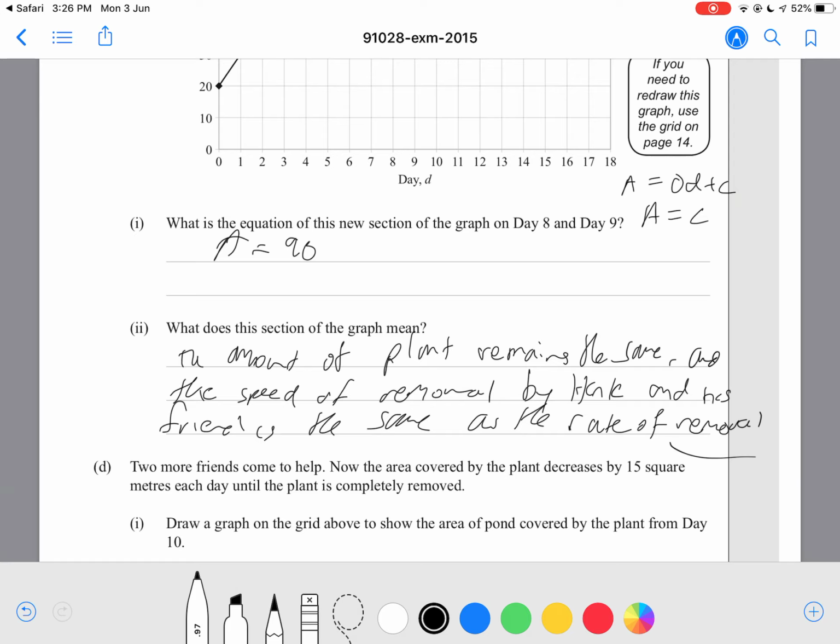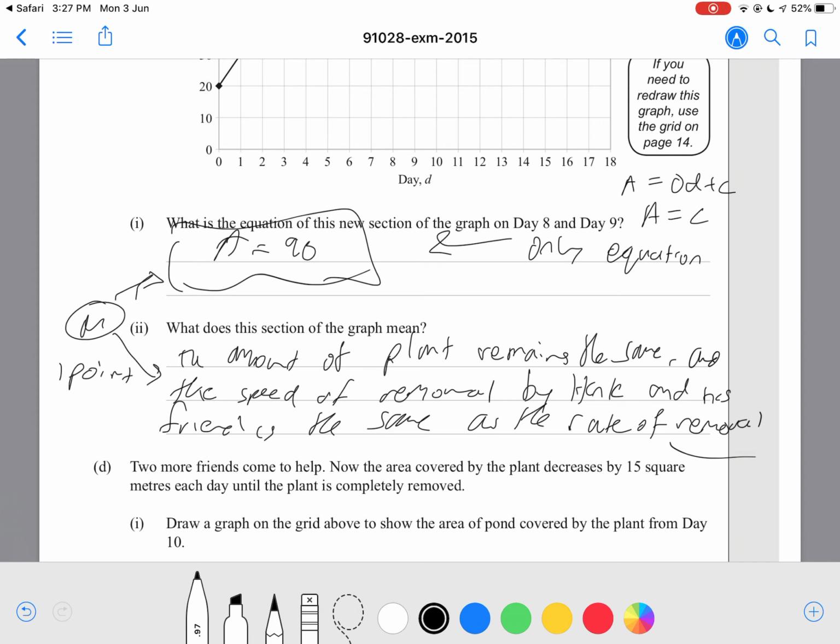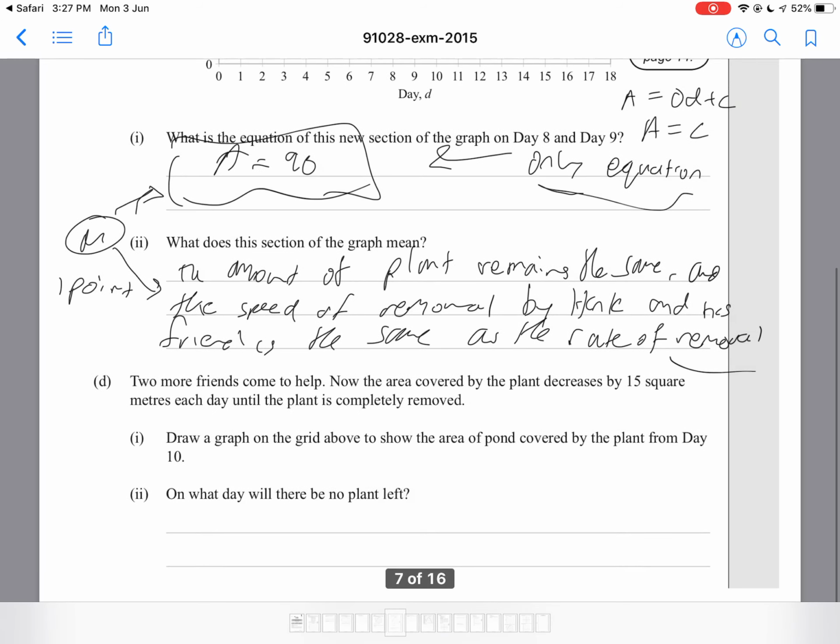So to get a merit grade here, you have a correct equation, and you make 1 point. So a correct equation, which is this, and only 1 point is needed. You can either say the amount of plant remains the same, or you can say that the rate of removal by Hank and his friends is the same as the rate of increase by the plant's growth. So just one statement with the correct equation will get you a merit grade. To get an achieved, you only have the correct equation. Okay. All right. Next question.